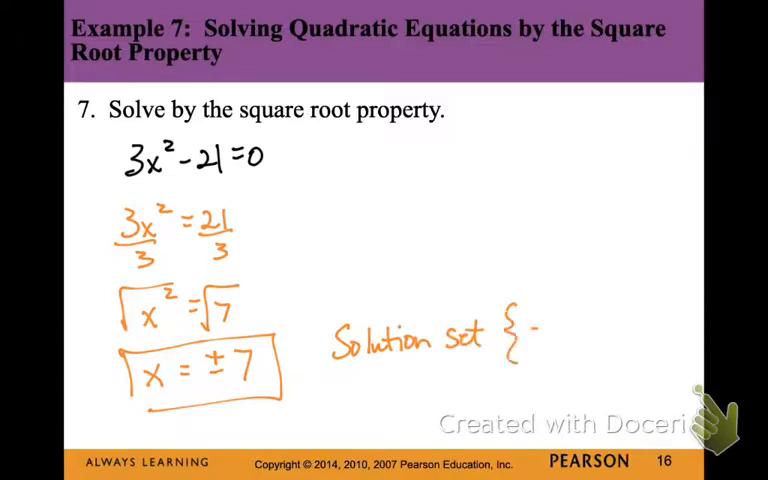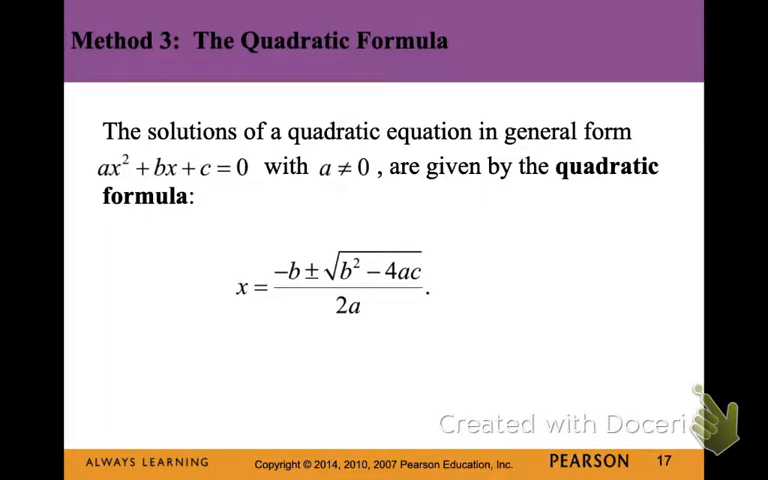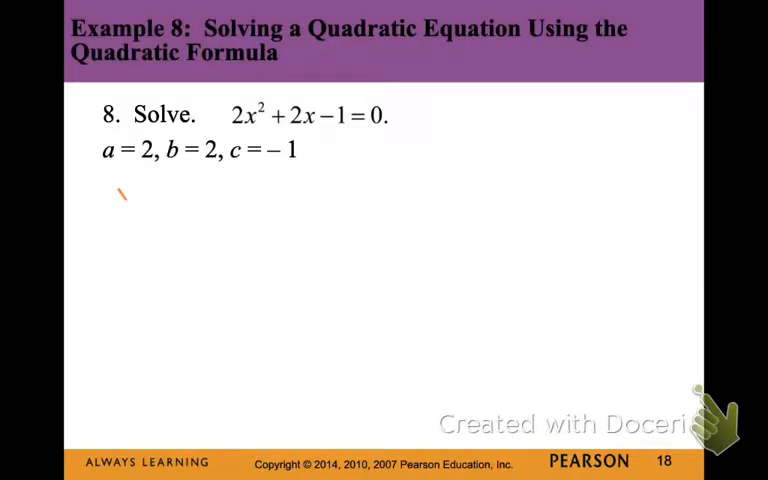We can write this in set notation, showing that it can equal negative square root of 7 or positive square root of 7, or we can also write it as plus or minus the square root of 7. And then finally, you can solve any quadratic by using the quadratic formula. So we have to put it in standard form so that we can pick out our constants of a, b, and c, which I have done there.